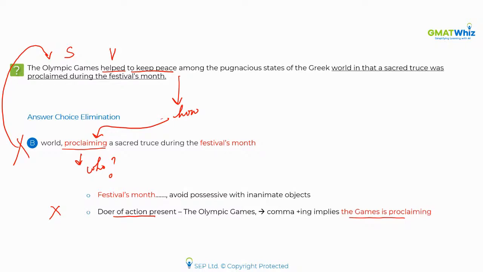B is incorrect because the proclaiming seems to be done by the Olympic Games. But in the original sentence, the Olympic Games did not proclaim any peace. The truce was proclaimed during the month of the game. So this is a very, very important takeaway. When you're checking for comma plus ing, check whether it makes sense with the doer of the action or not. If there is no doer, it doesn't have to make sense. But if there is a doer, it must make sense.